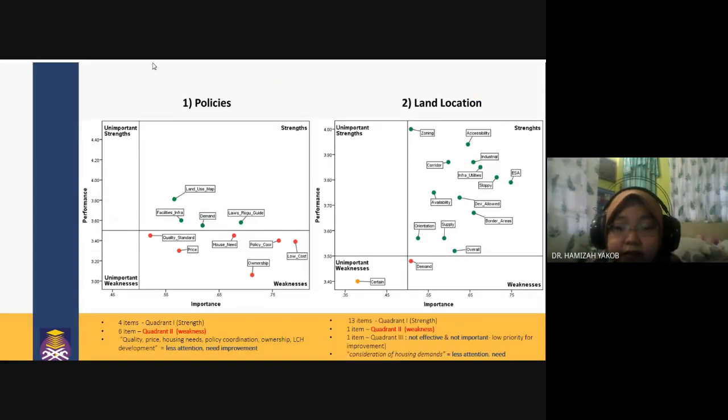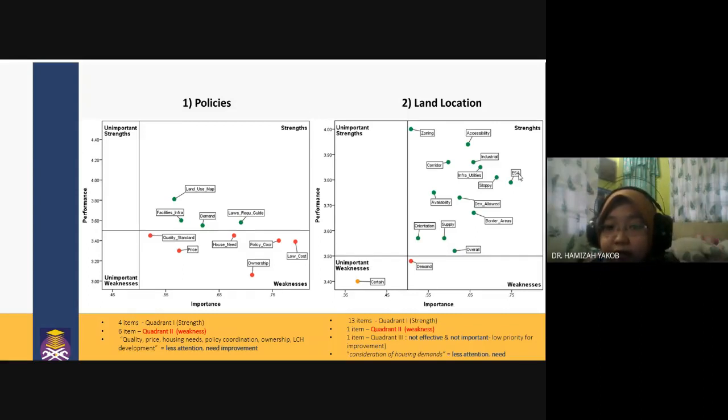All right. So for the policy aspect, basically there are four items under quadrant one. So we need to maintain the importance as well as the effectiveness. Six items fall under quadrant two, which is a weakness. Okay, in terms of policy related to quality and standard, price, housing need, policy coordination, low cost, and also ownership. So basically, these six items need less attention and also need improvement.